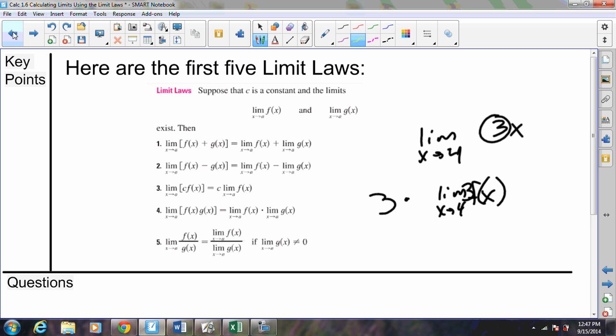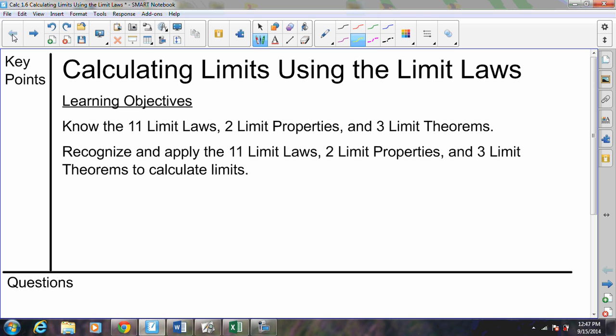We had the 11 limit laws to look at, 2 limit properties, and 3 limit theorems. The goals behind what we had today were to know what the laws are, but most importantly, be able to look at a problem and recognize when a particular law, property, or theorem will actually be beneficial. If you can recognize them, then you can apply them. Know, recognize, and apply the 11 limit laws, 2 limit properties, 3 limit theorems. Take those 15 things and actually use them to calculate limits. That was the goal behind our work today.